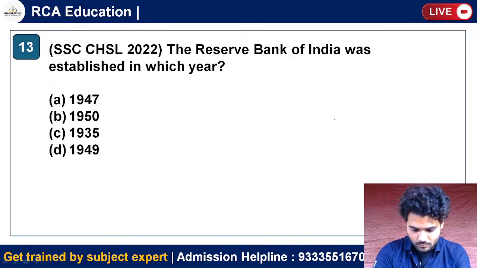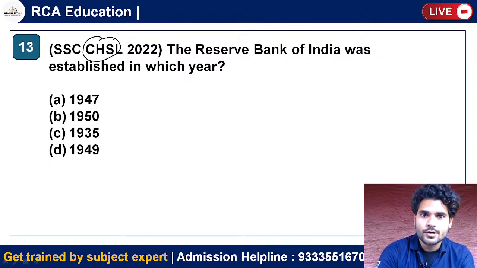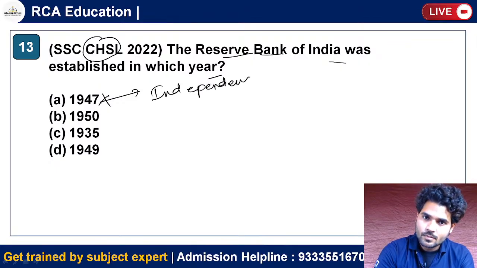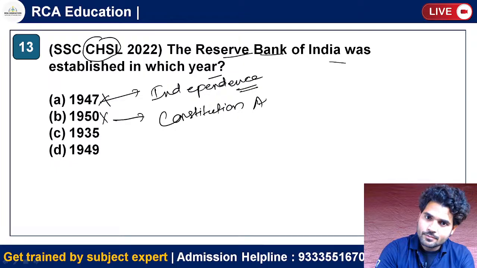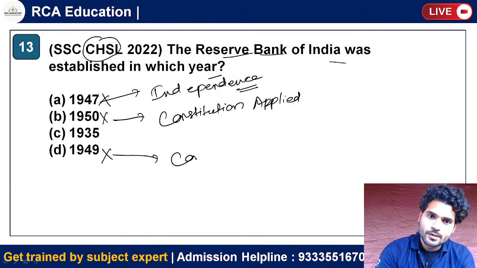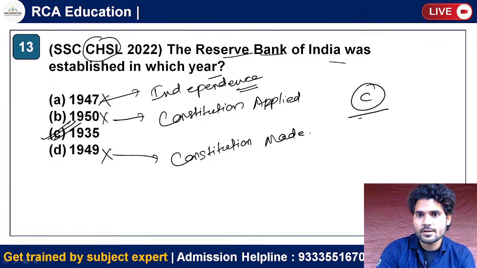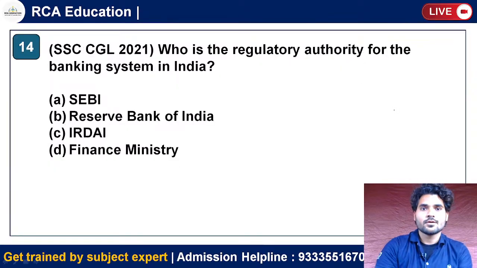Next, SSC CHSL 2022. The Reserve Bank of India was established in which year? 1947 is when we got independence, so this is Independence Day. 1950 is the date when the Constitution was applied. 1949 is the date when the Constitution was made. So the answer is 1935, option number C.